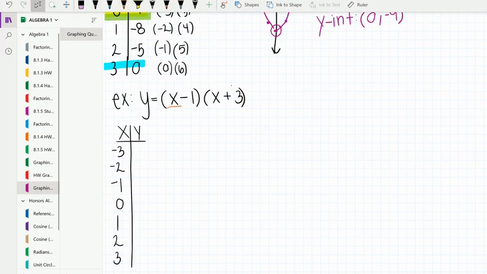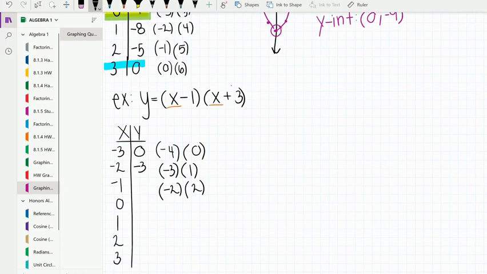And remember, we have to plug in those x's into both x values. So we do -3 minus 1 is -4. -3 plus 3 is going to be 0. So -4 times 0 is 0. -2 minus 1 is -3. -2 plus 3 is 1. -3 times 1 is -3. -1 minus 1 is -2. -1 plus 3 is 2. -2 times 2 is -4. 0 minus 1 is -1. 0 plus 3 is 3. -1 times 3 is -3.